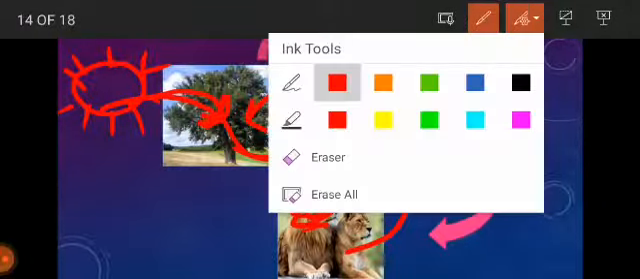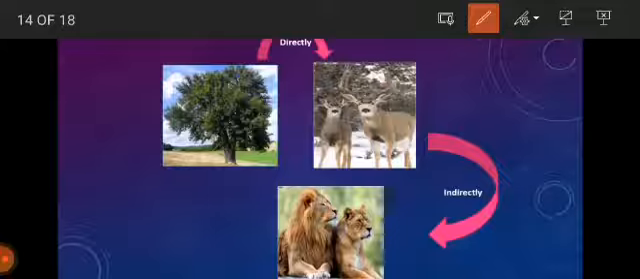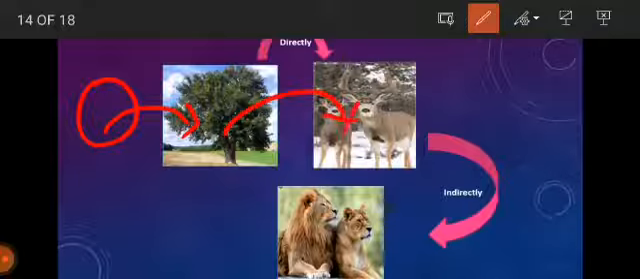Okay, now see here, the sun energy goes in the plant, and then this energy goes into the herbivores, and when the herbivores are eaten by carnivores, this energy goes into their body. So what does it mean? That these carnivores are taking energy indirectly from the sun.